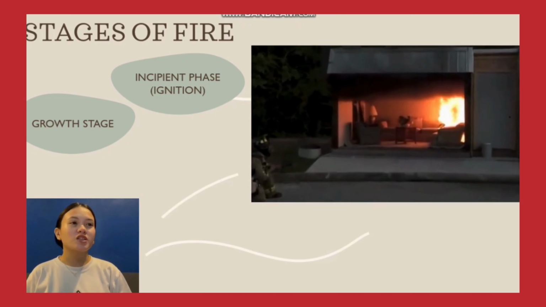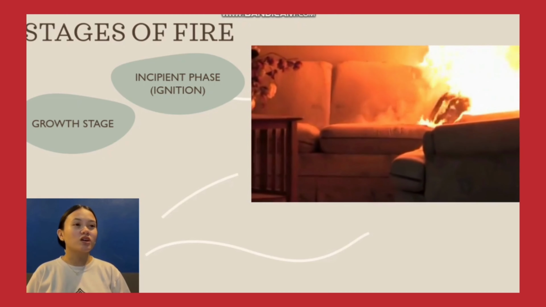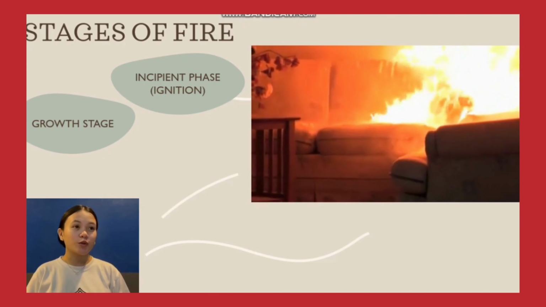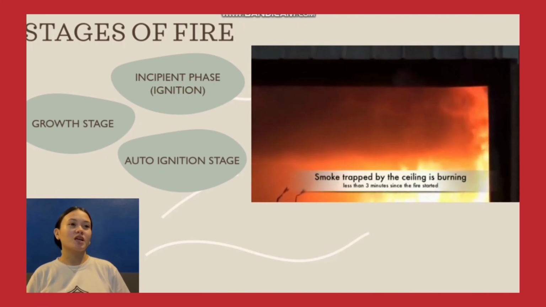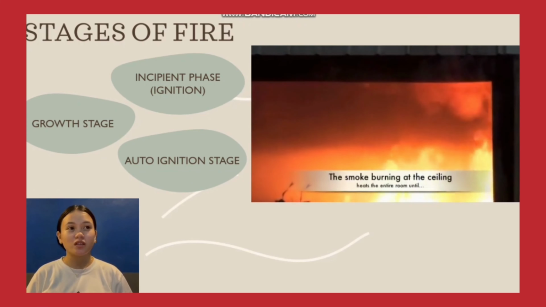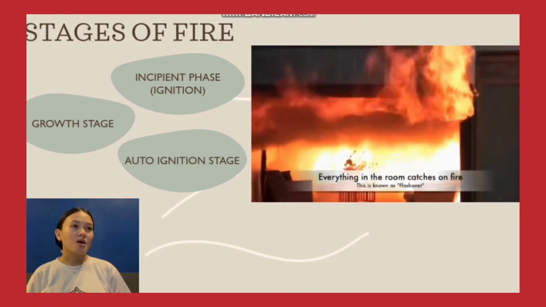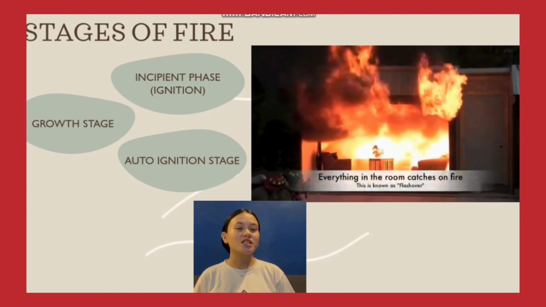The auto ignition stage, as in the video, is when the fire in the room slowly spreads. In this stage, even if the flame has not yet touched a surface in the room, the surface will auto ignite because of the heat of the fire. As you can see in the video, the fire has spread and grown very large. This is the free burning phase, or fully developed stage.